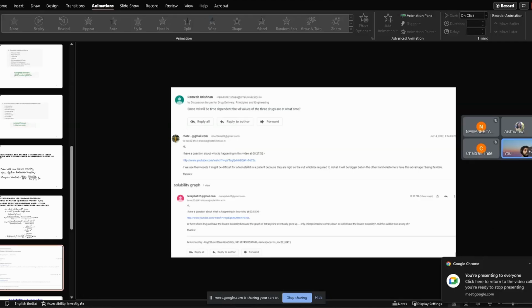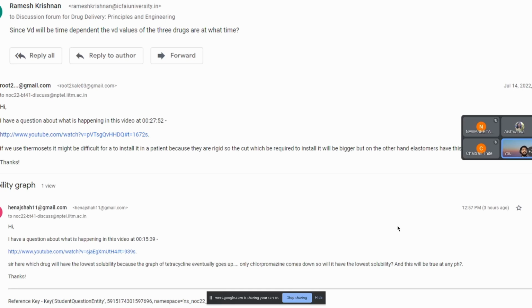To basically answer this question, it's application dependent, and thermosets are mostly used for bone and dental implants and such things, right? So obviously there you need the rigidity. If it demands a bigger cut, so be it, but you can't compromise on the rigidity. So that's the answer.